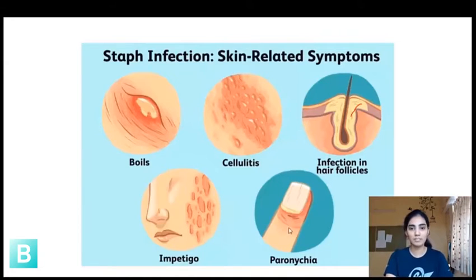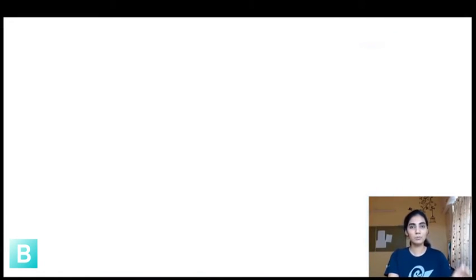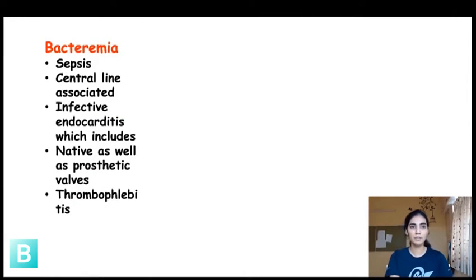Infection around the nails is called paronychia. On the face, you can see a characteristic lesion where red sores form and burst to form honeycombed crusts, which is called impetigo. From the skin, it enters through the blood vessels, causing bacteremia, leading to sepsis.